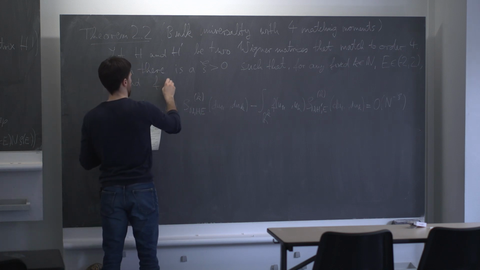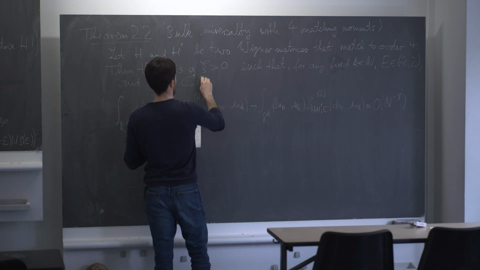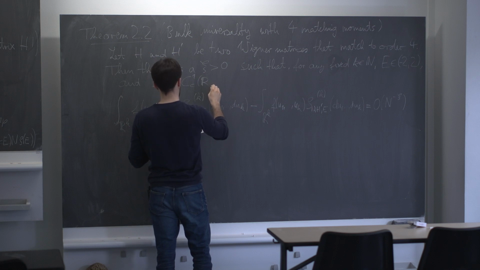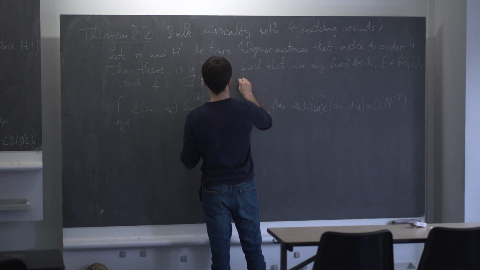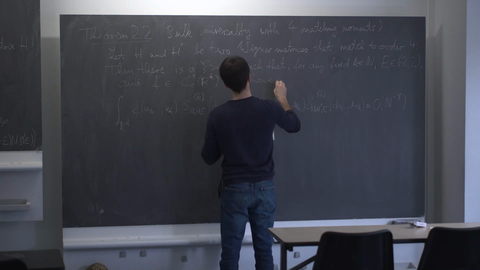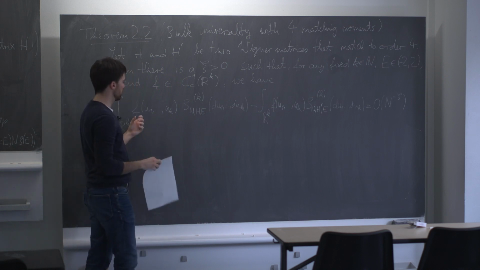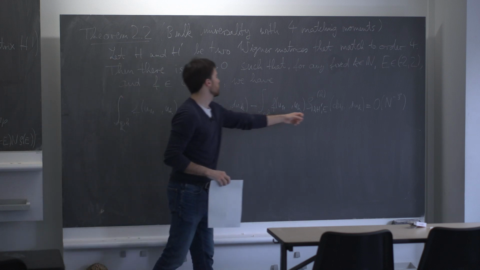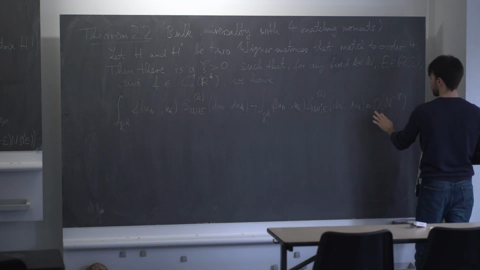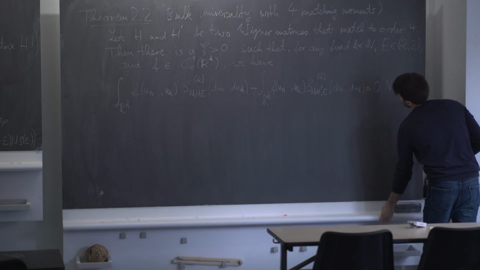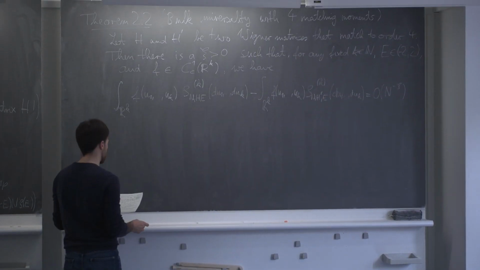And a function f, let's say C1 with compact support. We have the following. If we compare these local k-point intensity measures when tested against the function f, then this is of order n to the minus xi for some positive xi. So when n goes to infinity, this clearly goes to 0.